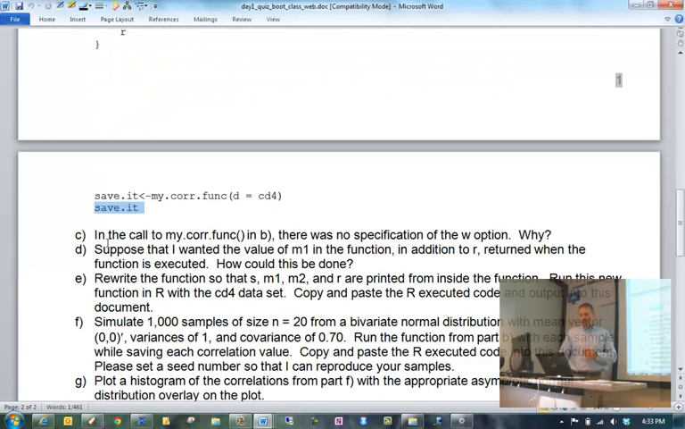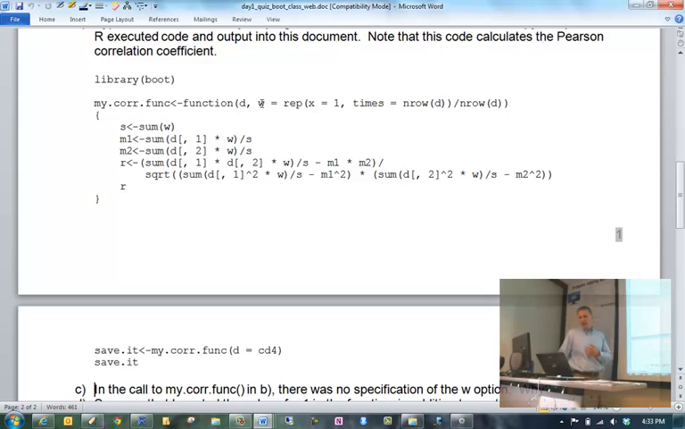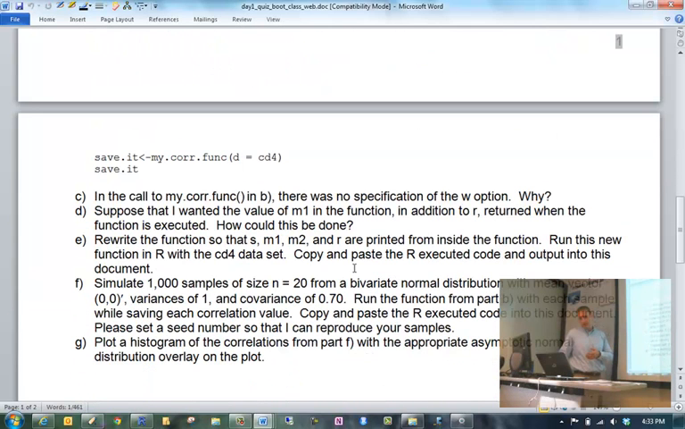Then we get a little bit more complicated. Part C. In this call to this function, you'll notice that there was no specification of this W argument that you see here. Well, then what is W? I want to make sure that you understand how R works in terms of function calls.